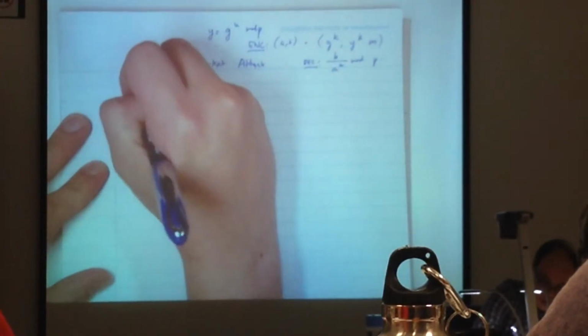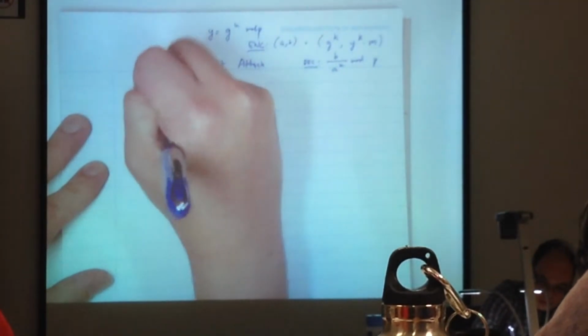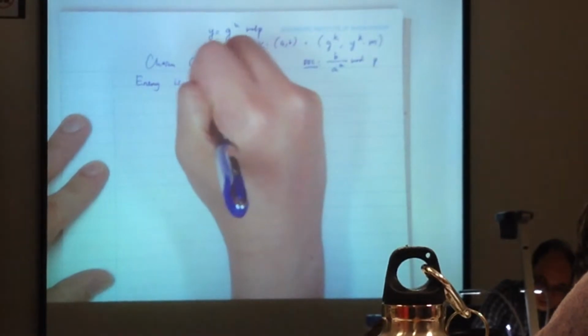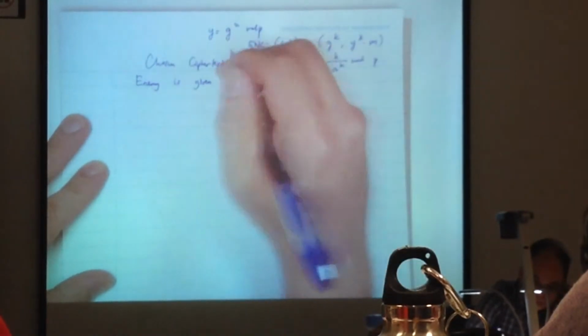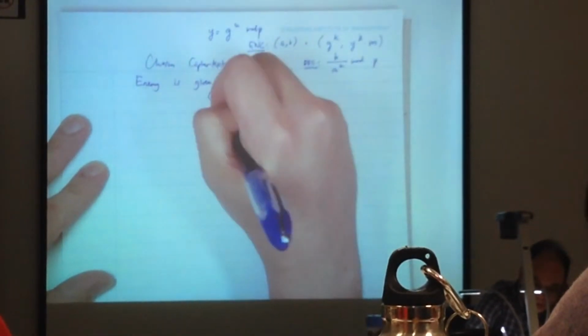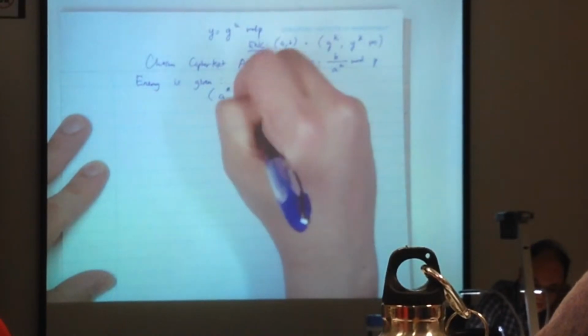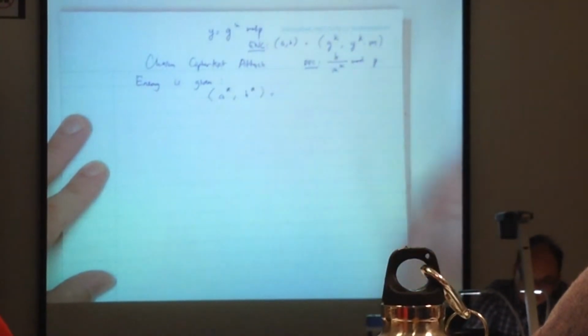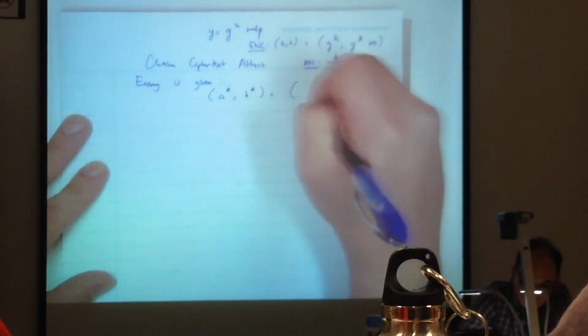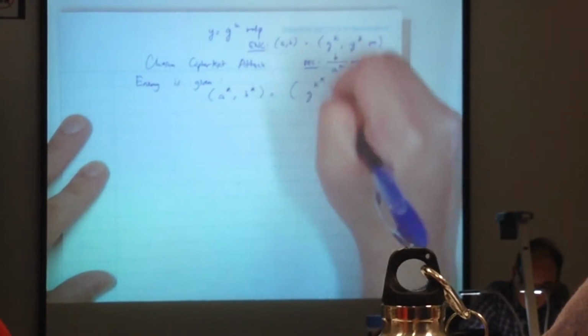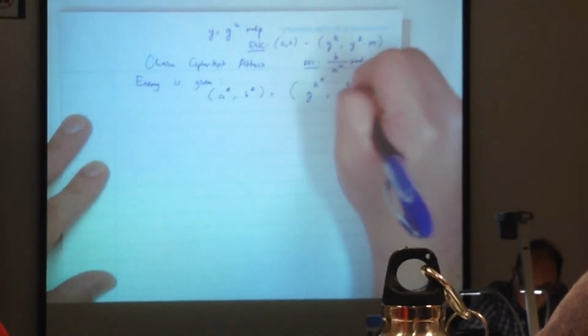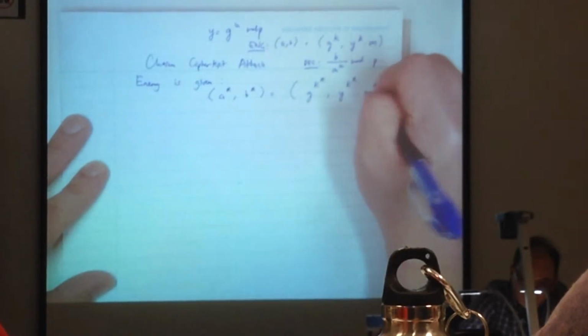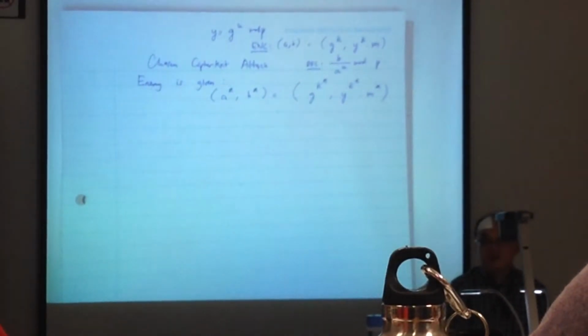The enemy is given a ciphertext. For example, I call it A star, B star, which is actually equal to G^K star and Y^K star times M star. I denote a star, meaning that is what we are looking for.